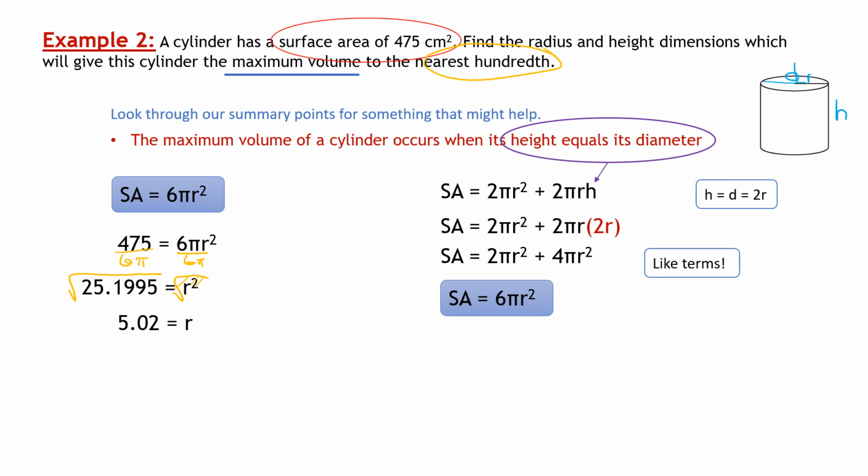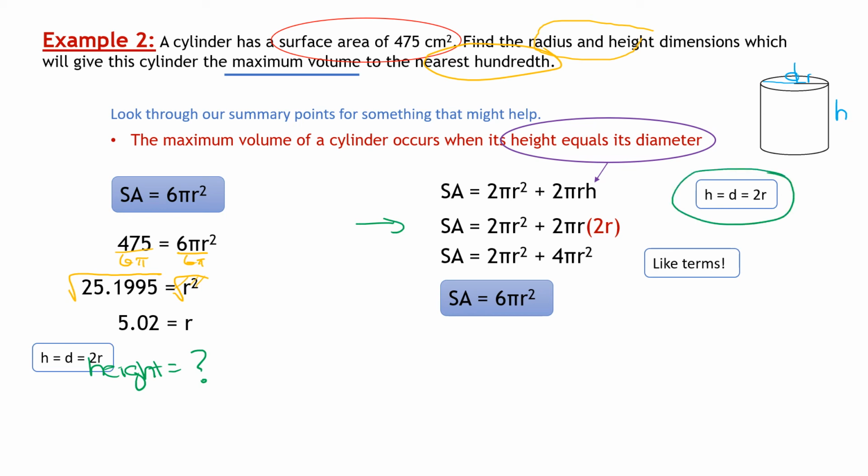After all that work, why did we do that again? The question said find the radius and height dimensions. So we've got the radius. Have we got the height? If the radius is 5.02, what's the height? What's the height equal to? How am I going to get that? Do I have to go back to this formula here and start subbing in and isolating? No, remember?